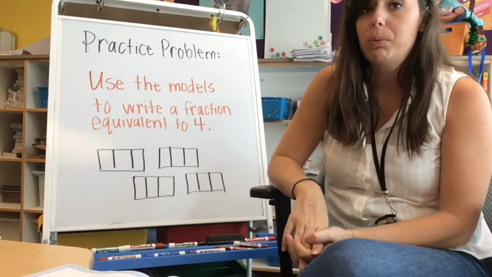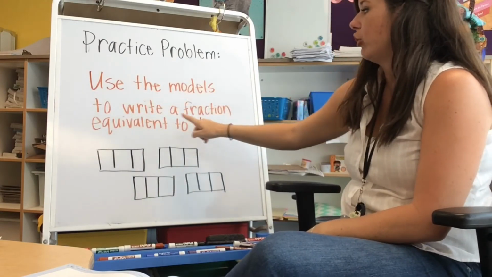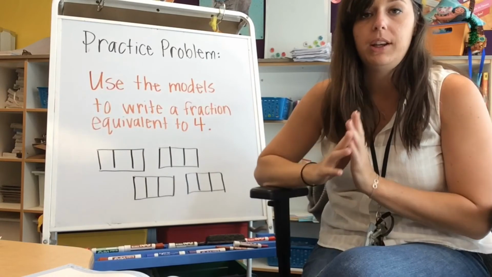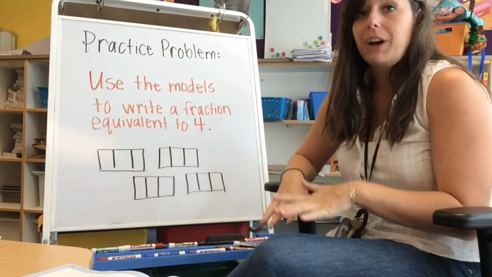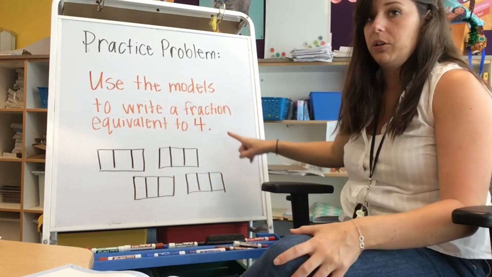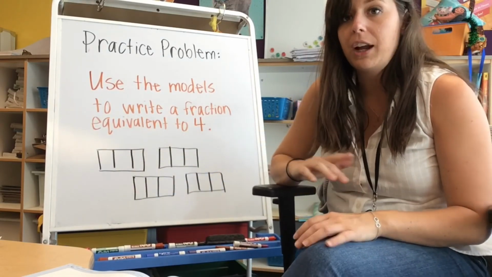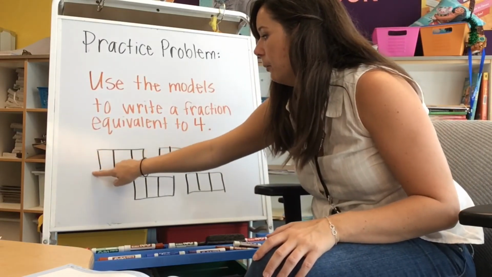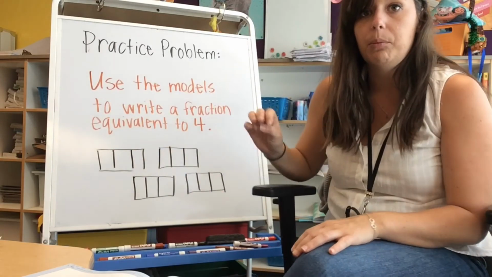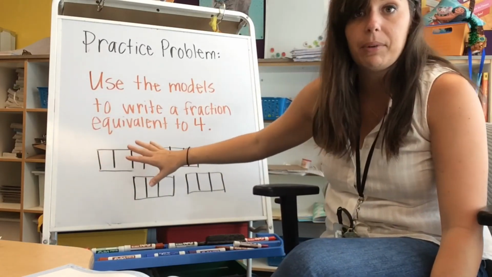Okay, so here is your practice problem for tonight. Use the models to write a fraction equivalent to 4. So in the practice problem section, you need to write the fraction that's going to be equivalent to 4 using this model. Remember, when you're doing this, the denominator of your fraction is going to be the number of parts in one of these, okay? So the number of parts in one whole. So remember, that's going to be the denominator.